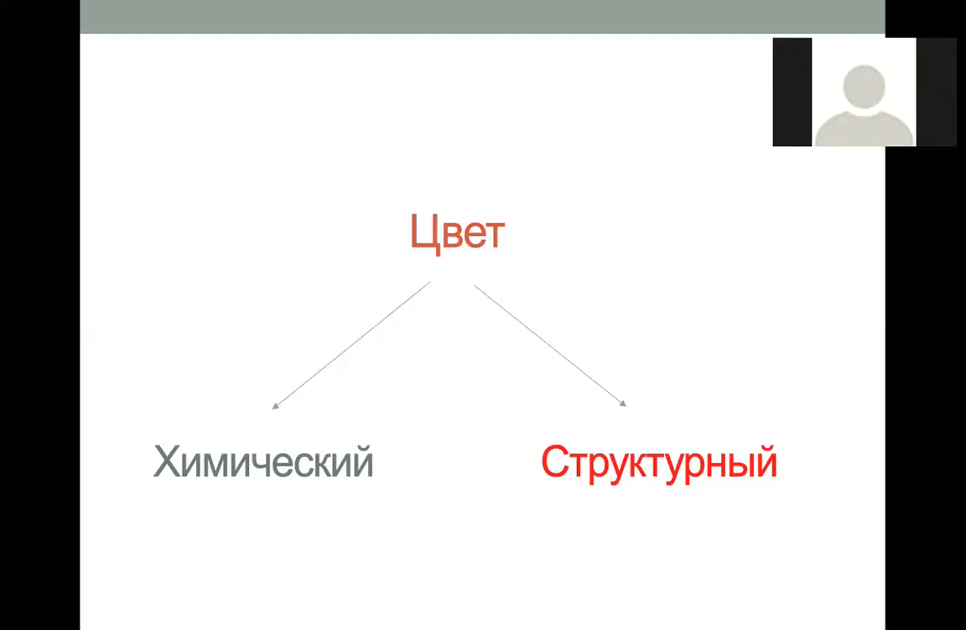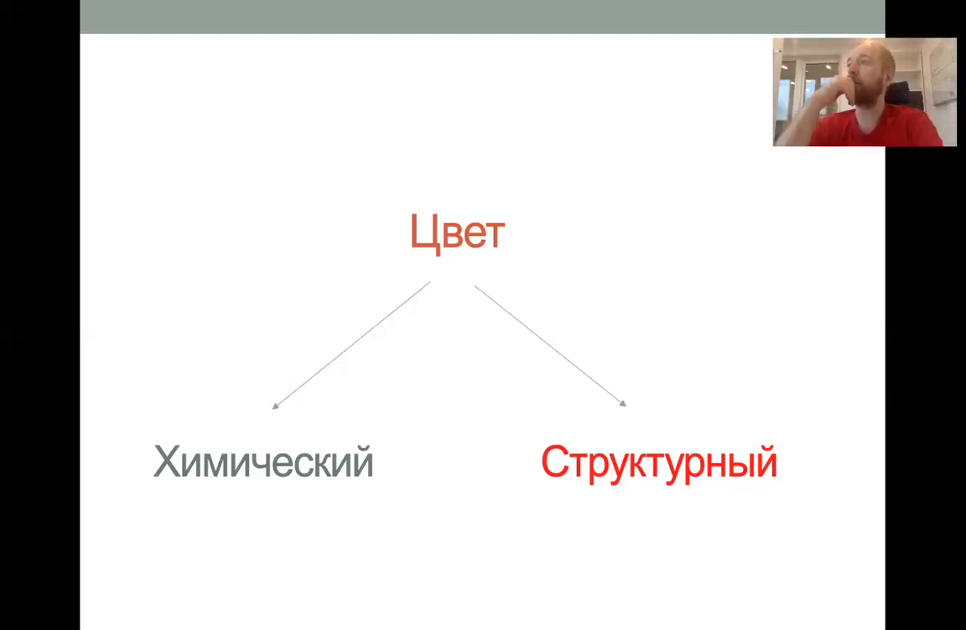Exactly, it's Rayleigh scattering, and we will analyze Rayleigh scattering in two lectures. But what is Rayleigh scattering? It's scattering on small particles. Yeah, and if the particle is much smaller than the wavelength, in this case scattering is more efficient for shorter wavelengths. It means that blue color scatters more efficiently than red color, yeah?